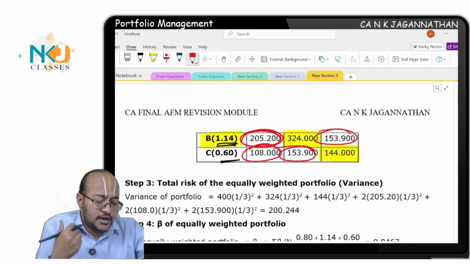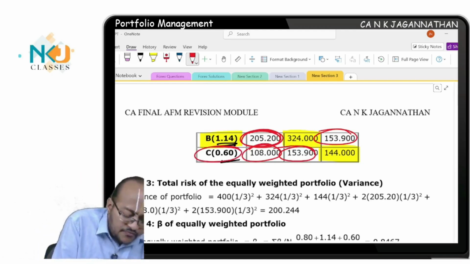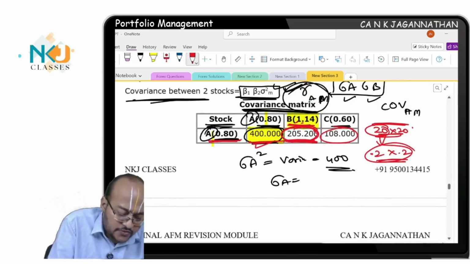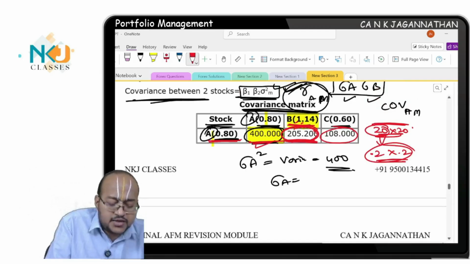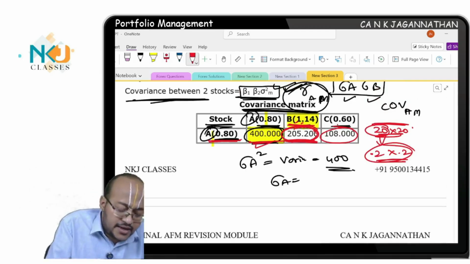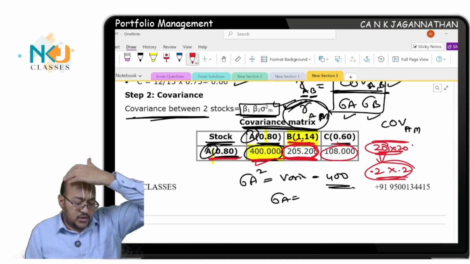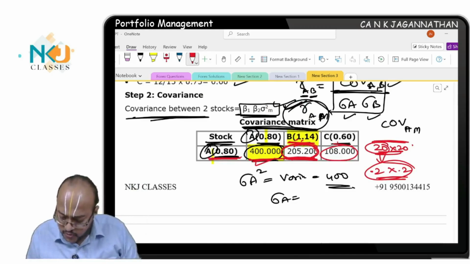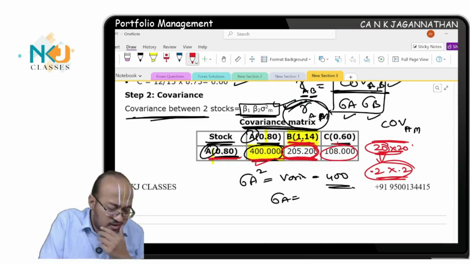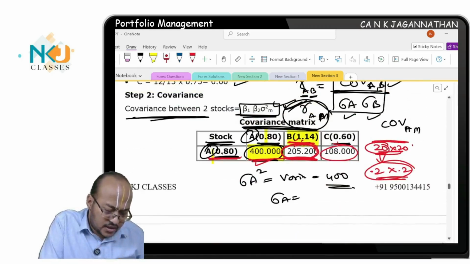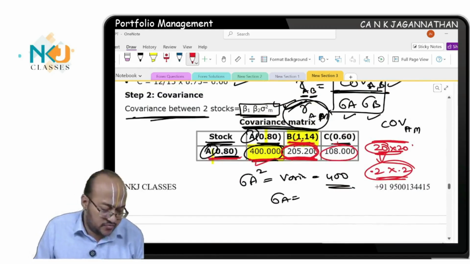Are you listening? Next, you have C. In the C, this 205.2 is covariance between B and A. Now, B and B is anyway variance term. C and A, we need to compute now, 0.6, 0.8. 0.6 into 0.8. Beta of A is 0.8 into 0.6, you have A and C. What is the sigma? Sigma m square. Okay, see, very simple.